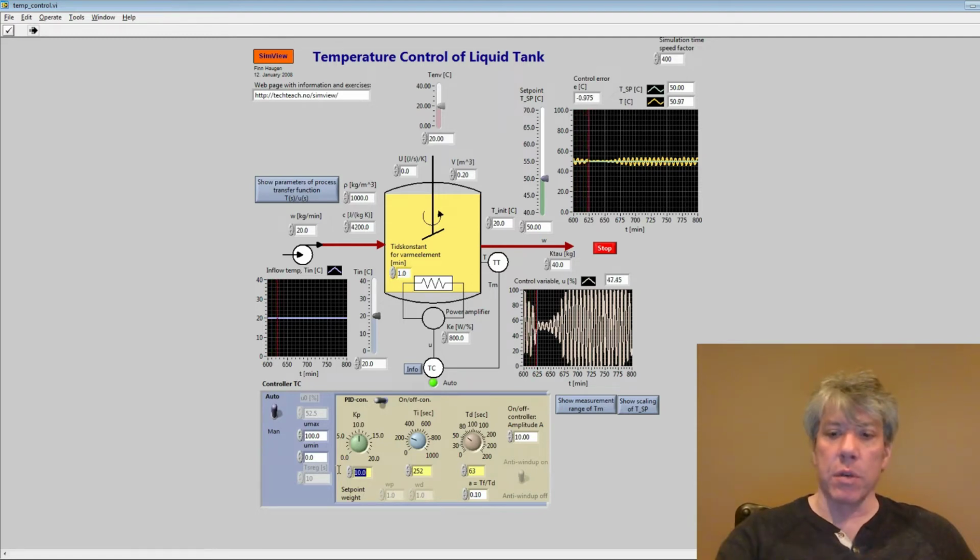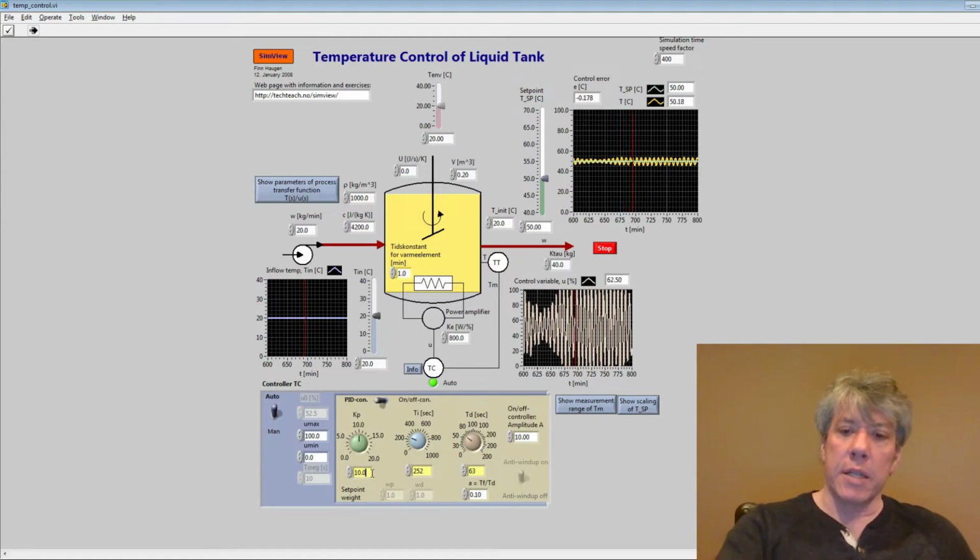I'm looking at the control variable. Bump up to 11 when I've got good control variable variation. When I go to 11, it's too much. It starts to grow. So I'll go back to 10. I'm going to try 10.5, just bisect the range. There we go. Let's let that go for a little while.